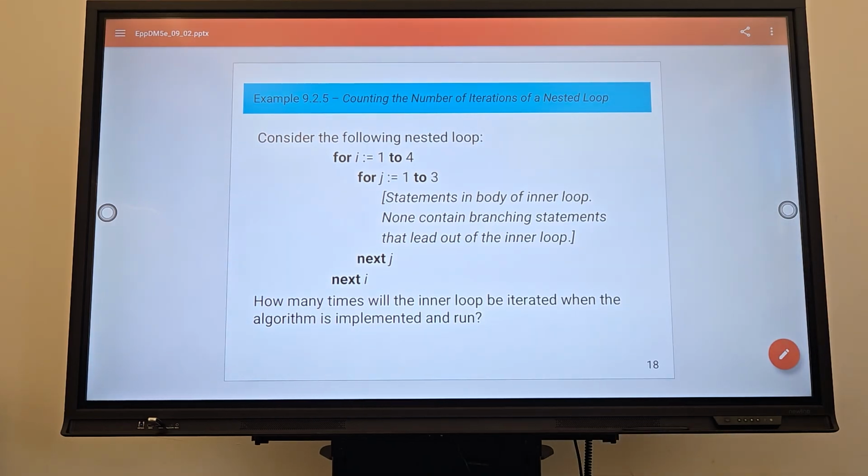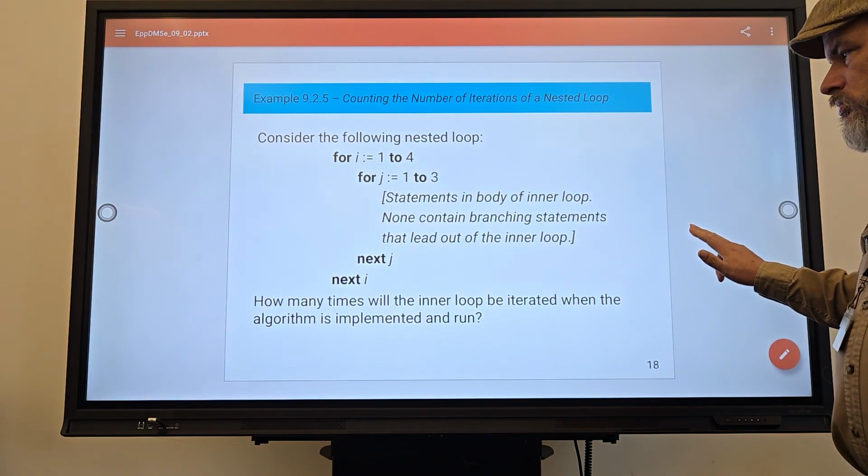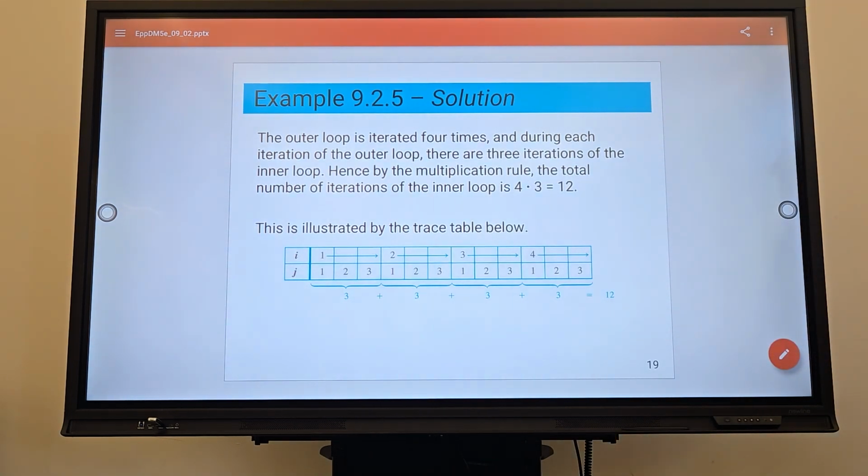Now the nested loop, a for loop in a program. 1 to 4 for I, J would be 1 to 3. How many times is the inner loop iterated when the algorithm is implemented and run? Now the outer loop is iterated 4 times, and during each iteration of the outer loop, there are 3 iterations of the inner loop. Hence, by the multiplication rule, the total number of iterations of the inner loop is 4 times 3, or 12.